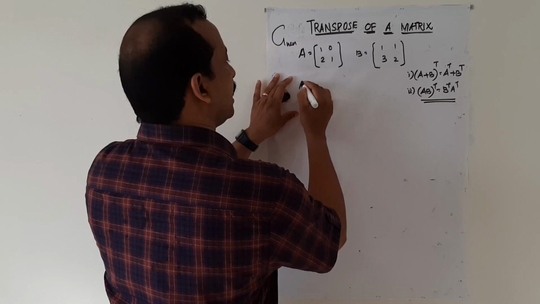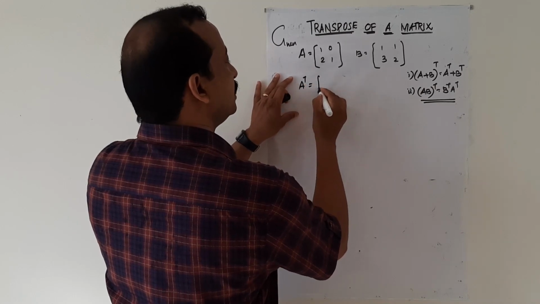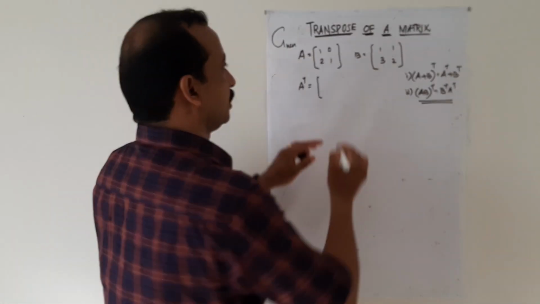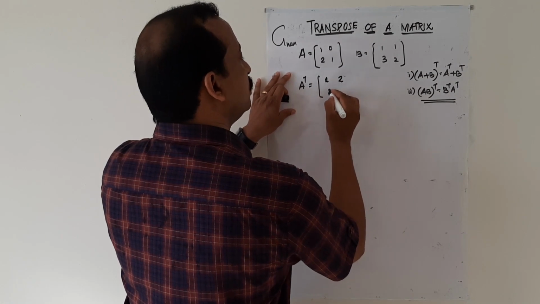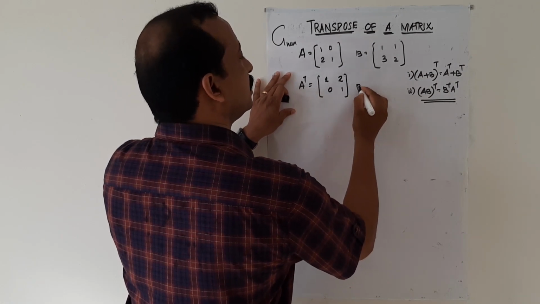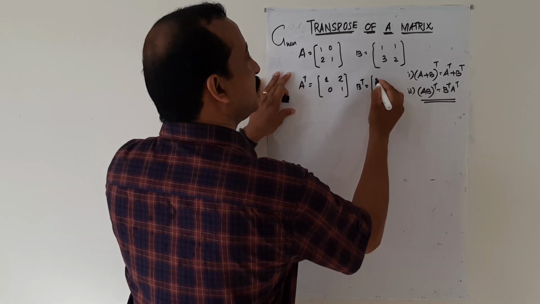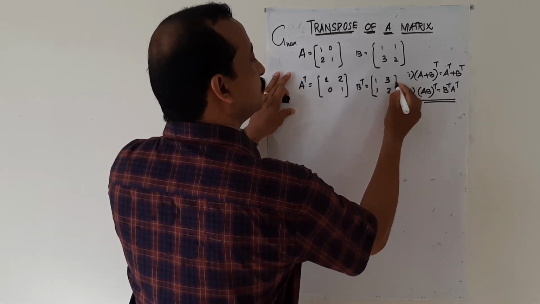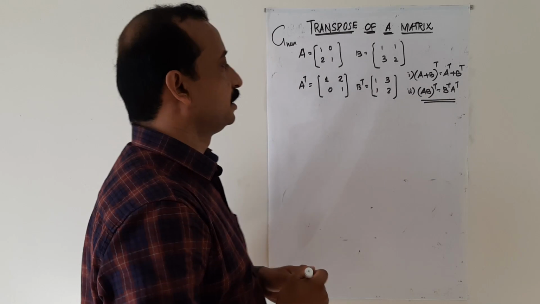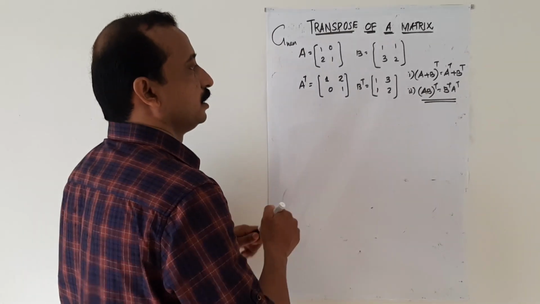First of all, we find A transpose. You know A transpose means interchanging rows and columns. That means [1 2; 0 1]. Then B transpose. What is B transpose here? [1 3; 1 2]. Okay. Here A, B, and A transpose and B transpose are given.